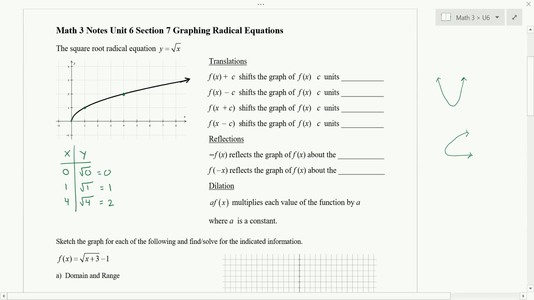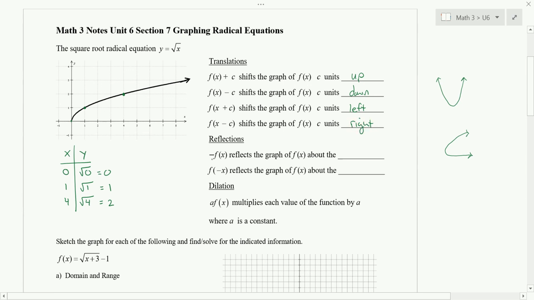Same idea, same types of translations that we've looked at over the past. We said when we add c and c is positive, it moves it up. If you put c at the end and subtract c, it would move it down. If we're adding c to x inside, in this case inside the square root, we're going to move it to the left. Subtracting would move it to the right.